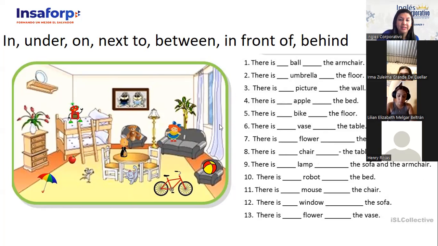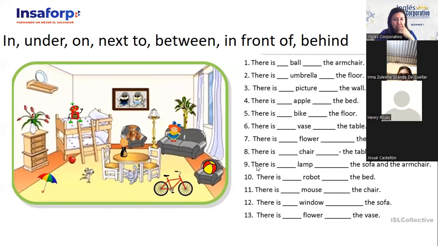Thank you. Number nine, Karen Sánchez. Number nine, Karen. Okay. There is a lamp next to. Ah, tenemos dos cosas. Dice que hay dos cosas. Está en medio de dos cosas. So it's between. Between. Okay, there is a lamp between the sofa and the armchair. Exactly. This is the sofa and this is the armchair. El sillón y el sofá. Okay, number 10. Thank you, Karen.